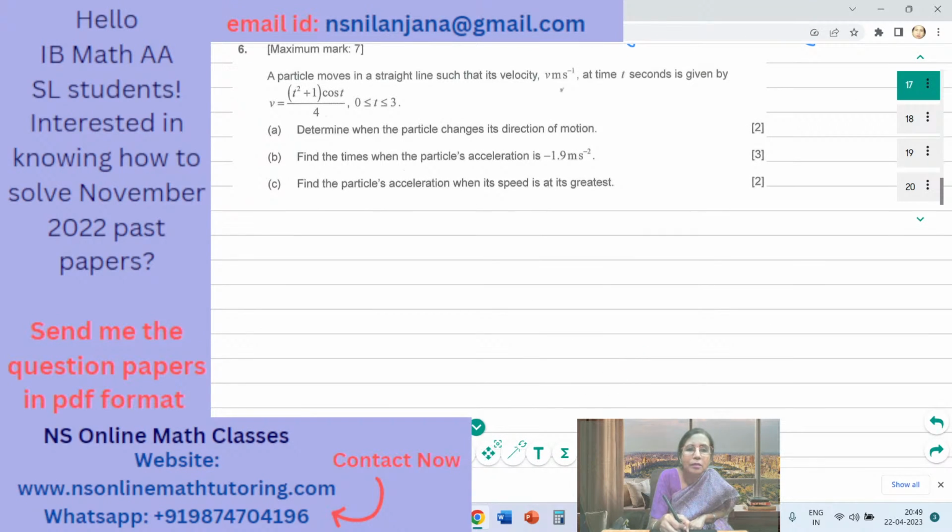Question number, maximum mark 7. A particle moves in a straight line such that its velocity in meters per second at time t seconds is given by this equation. t is between 0 and 3, both included. Part A says determine when the particle changes its direction of motion. When the particle changes direction, its instantaneous velocity will be zero. It will be at rest.